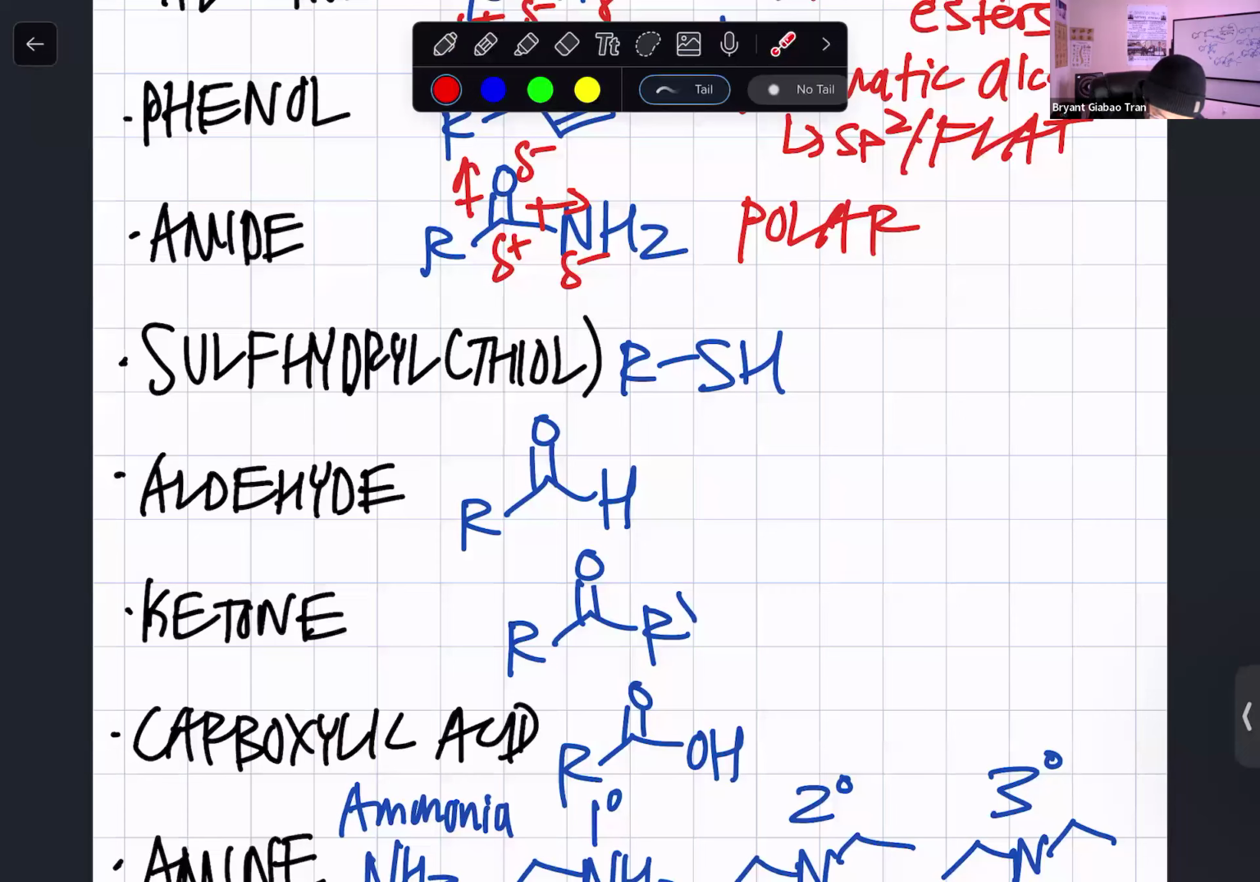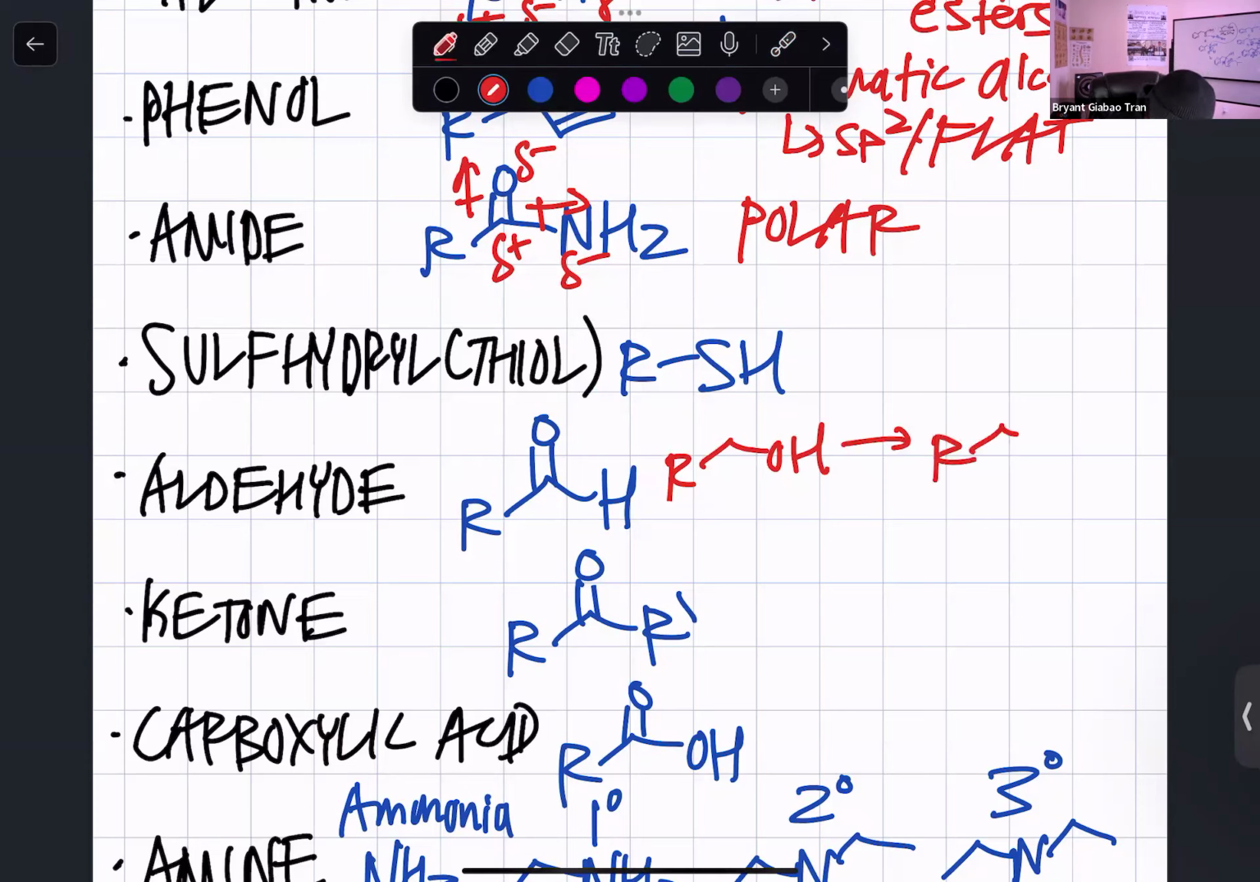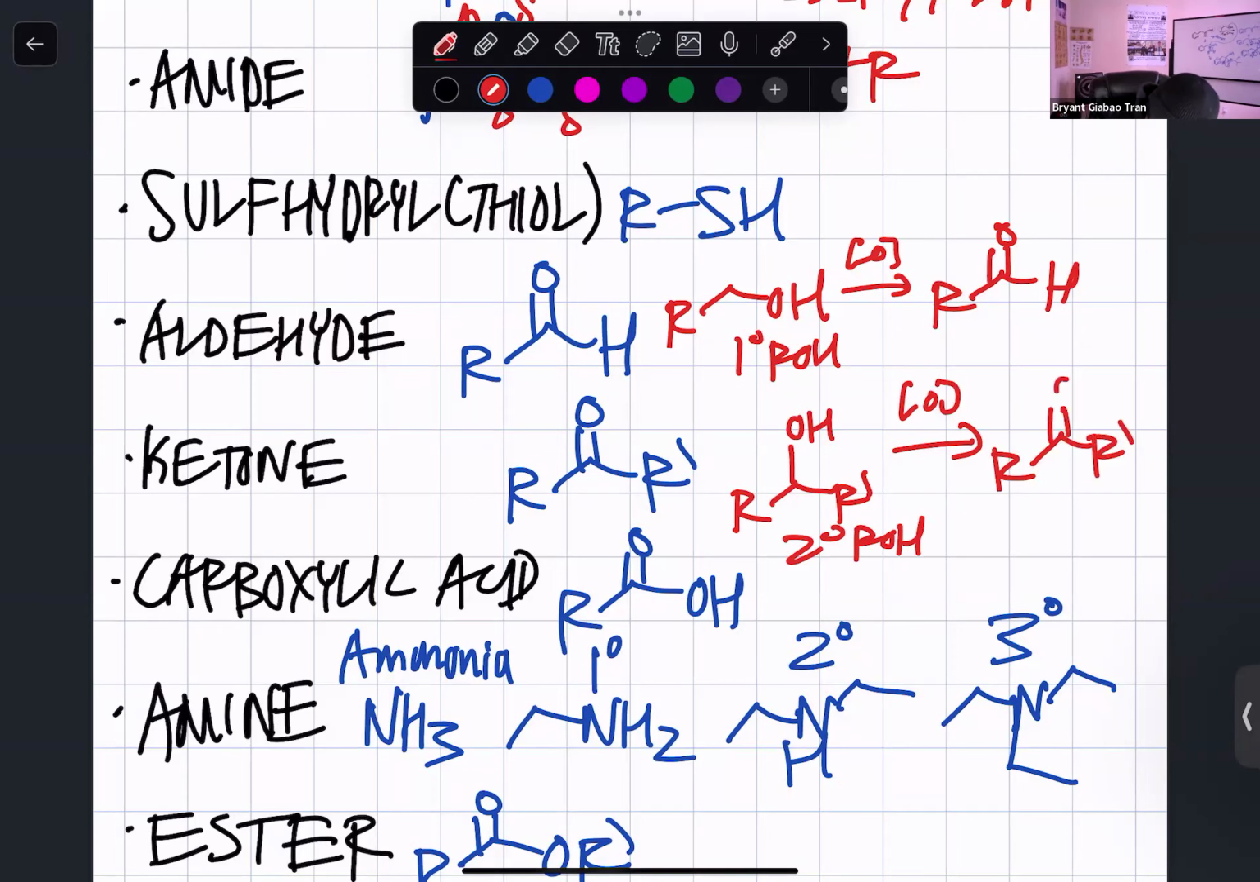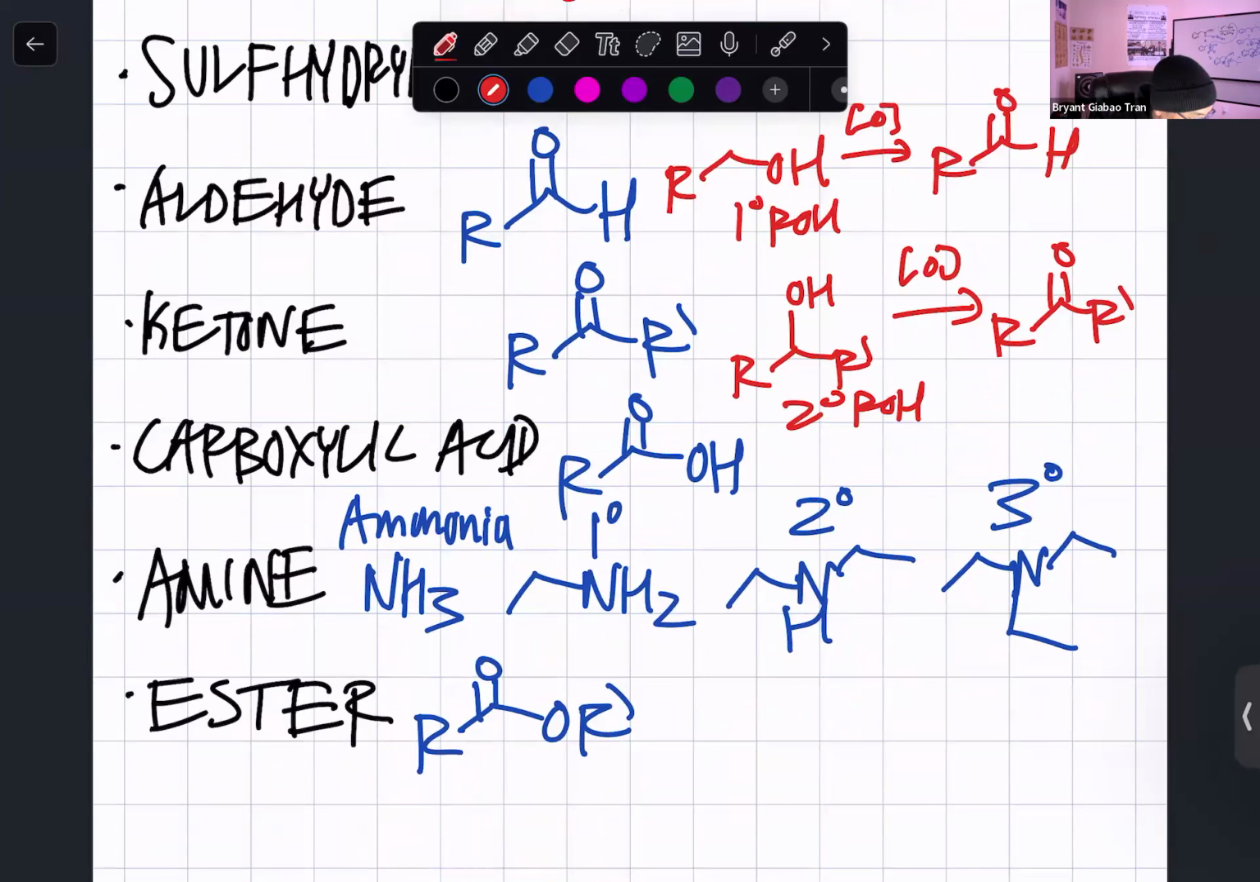Where an aldehyde right here, you could think of that as the oxidized form of a primary alcohol, right? So this is a primary alcohol because this carbon here attached to the alcohol is attached to one other R group. We could partially oxidize this into an aldehyde, right? A ketone, however, is going to be the oxidized form of a secondary alcohol. Because when we oxidize the secondary alcohol, it's going to be oxidized into the ketone. Now, for the carboxylic acids, they are going to act as a Bronsted-Lowry acid that can release or donate a proton.